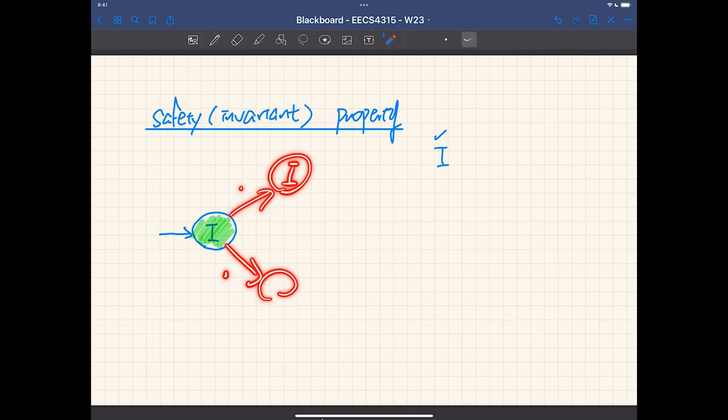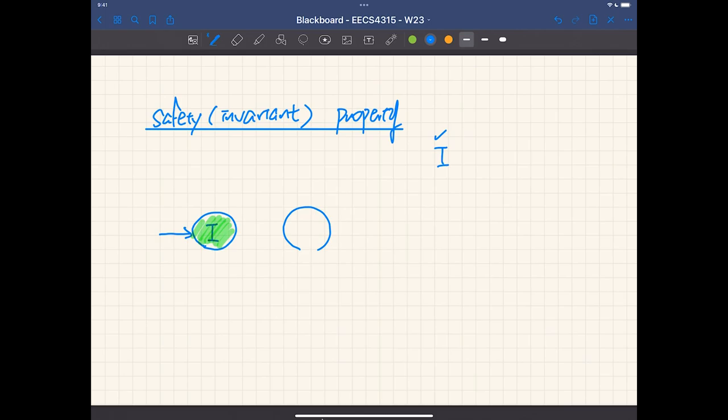But let's be even more abstract. Say you have an arbitrary state S_i somewhere in your system, and you want to argue that if you make a transition, for example, by ML out, do you remember that? Don't worry about the detail. I just want to give you an example. By making a certain transition, we go to S_(i+1).